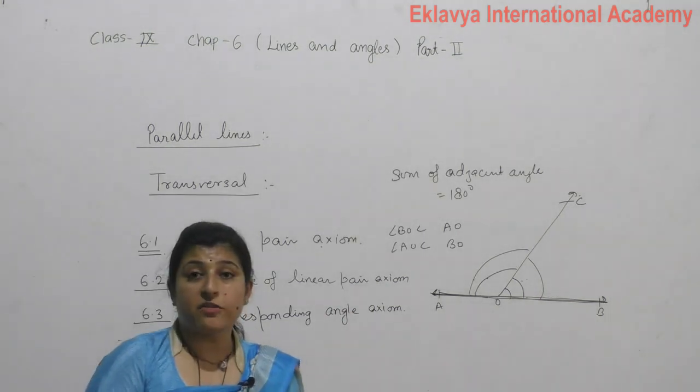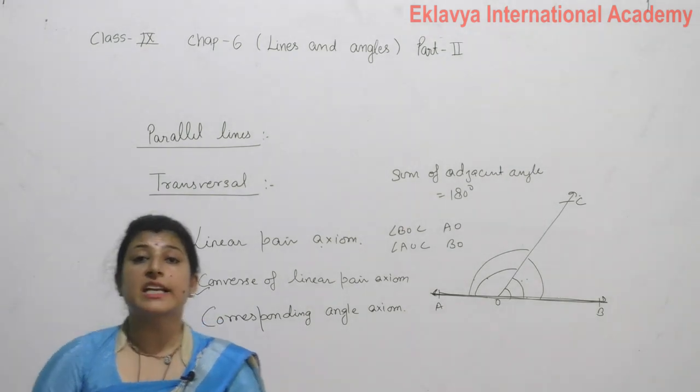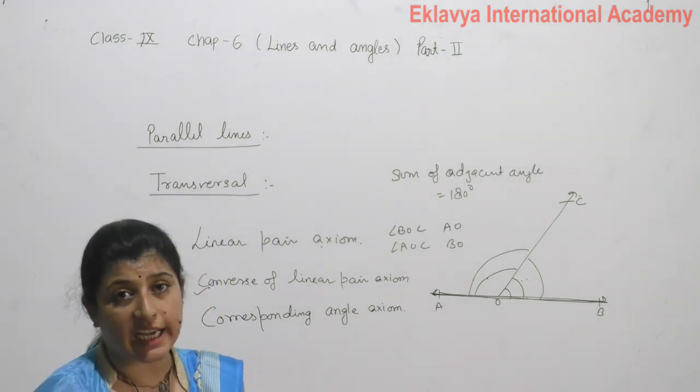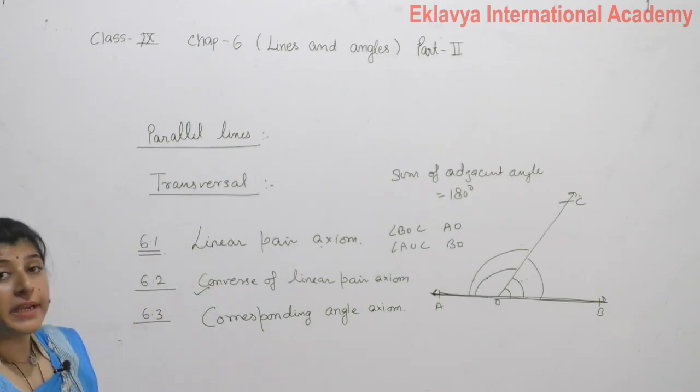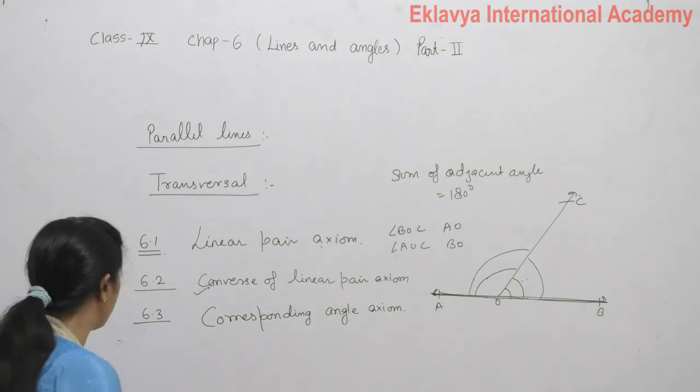What is the statement of the corresponding angle axiom? When a transversal intersects two parallel lines, then their pairs of corresponding angles are equal.